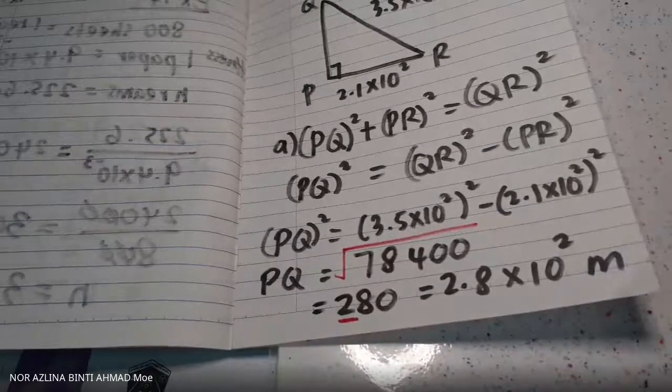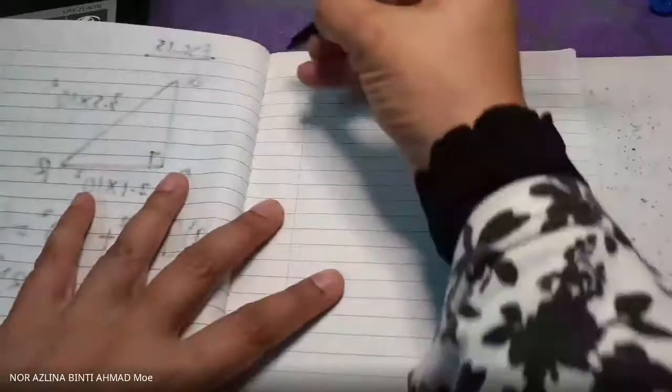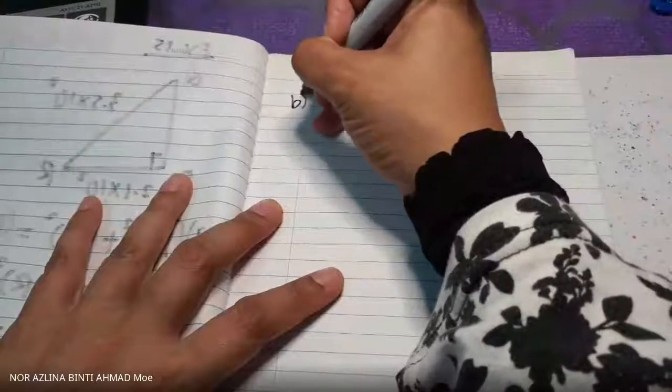Okay, good. Next, for B. Kalau tak faham tanya ya, jangan diam. Kalau diam saya tak tahu faham ke tidak.